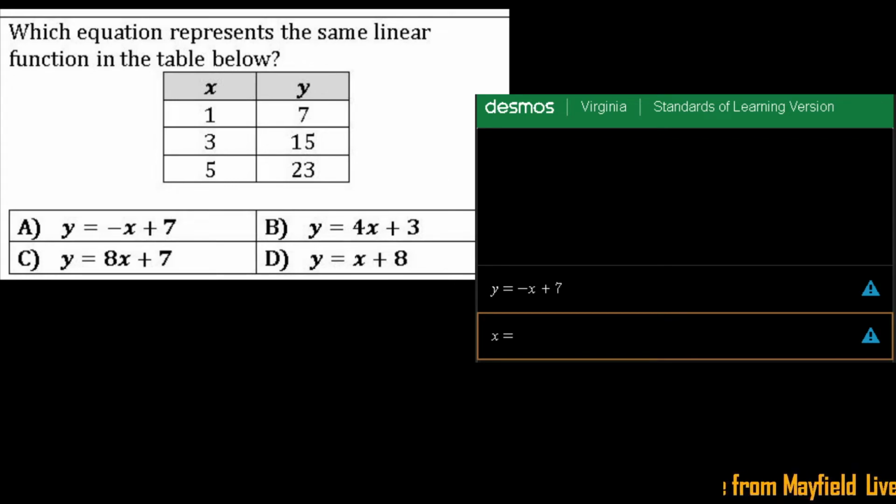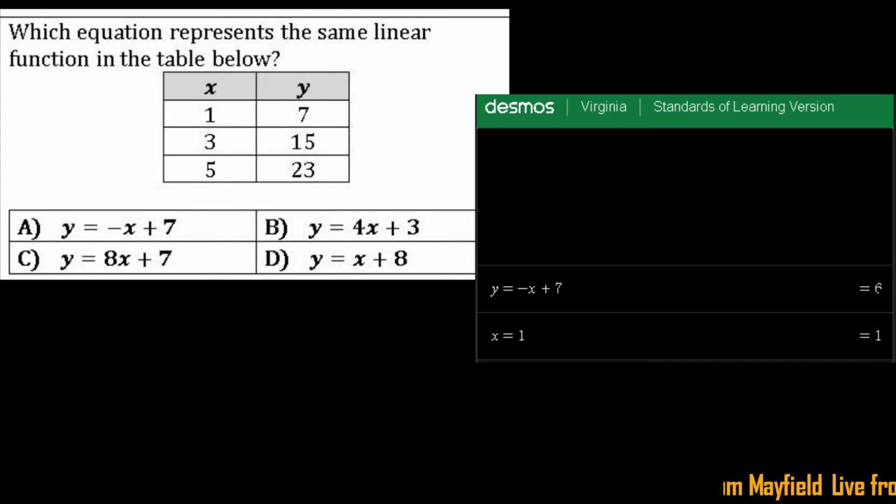If I type in 1, our y value is 6. Since our y value is 6, we know that it cannot be this one. So we know this one is not it.